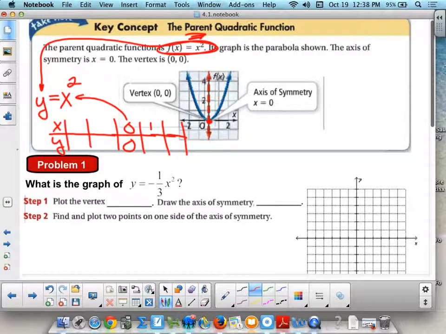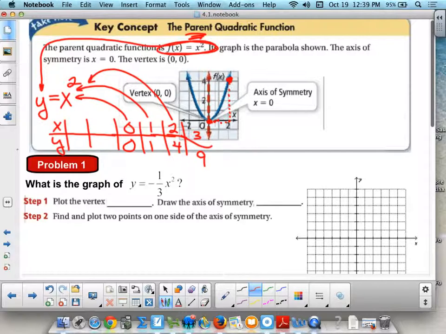So if you go 1 to the right from the vertex, how high up do I go? 1. And you know that because 1 times 1 is 1. If you go 2 to the right, how high up do you go? You should know that one too, because 2 squared is 4. Hey, really quick, what if I put a 3 there? 9, you go 9 up. Even though they didn't graph it, that's what you do.